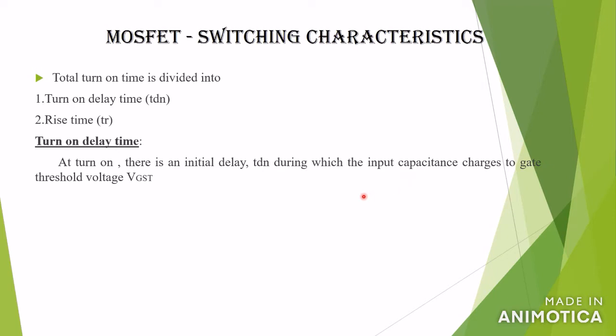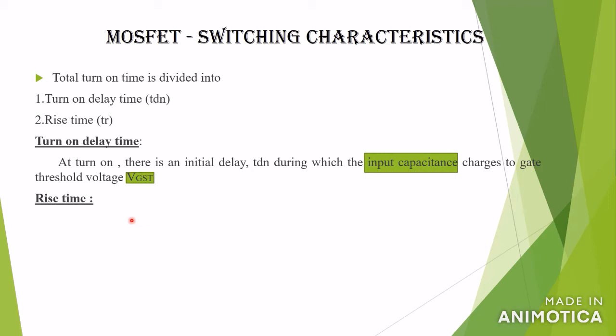So in order to turn on the MOSFET, a gate source voltage is applied. Once the gate source voltage is applied, this input capacitance will start charging. It will take some time to charge from its initial value to reach its threshold value. Only when this threshold voltage is reached, the current will start flowing through the device and the MOSFET will get turned on. So this initial delay is defined as the turn on delay time.